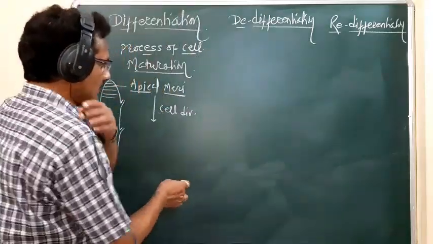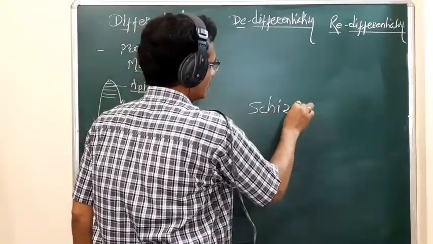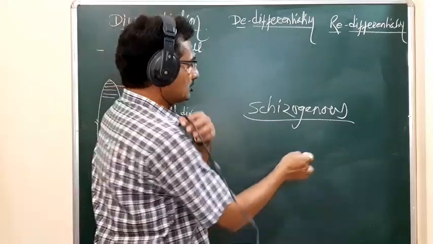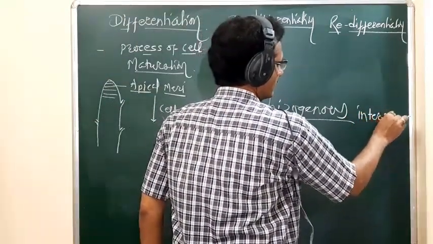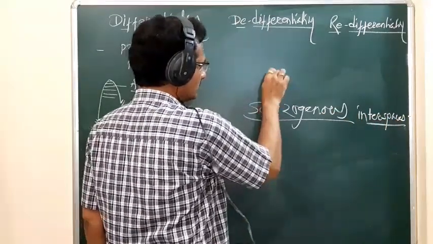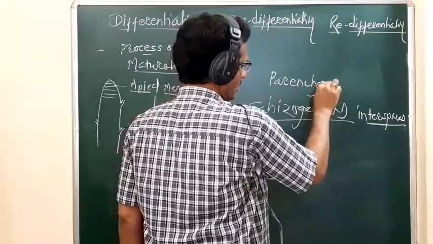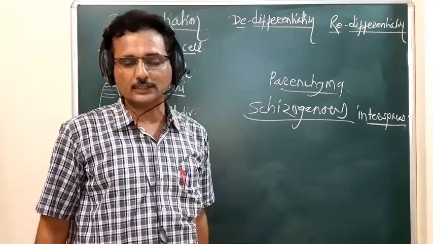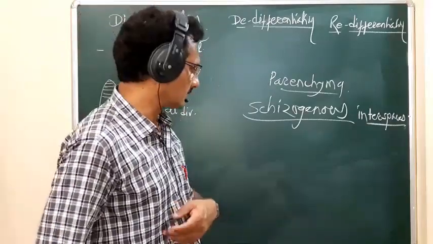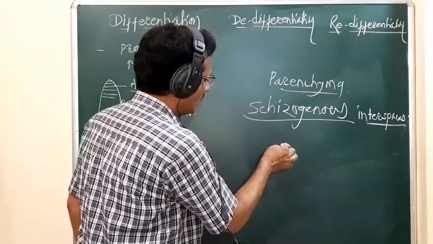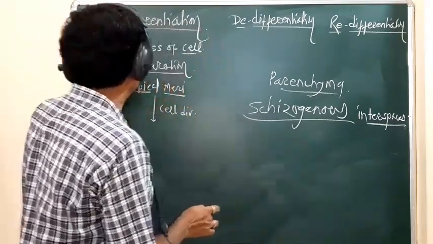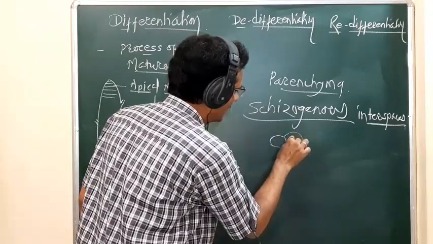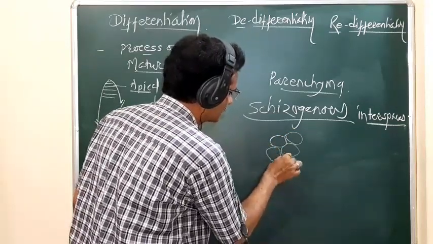Schizogenous interspaces means the parenchyma of the aquatic plant is having such a type of the schizogenous interspaces. So what is that schizogenous interspaces? The schizogenous interspaces means what? During its maturity, means during the differentiation, initially all the parenchyma cells are compactly arranged. They are not having much intercellular space between.